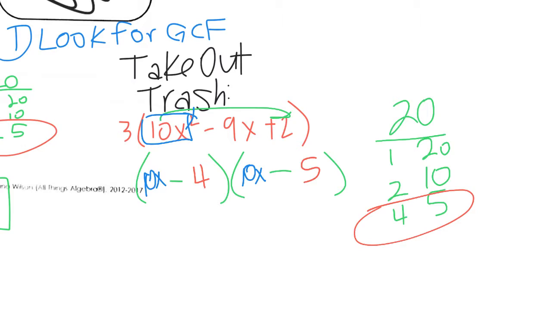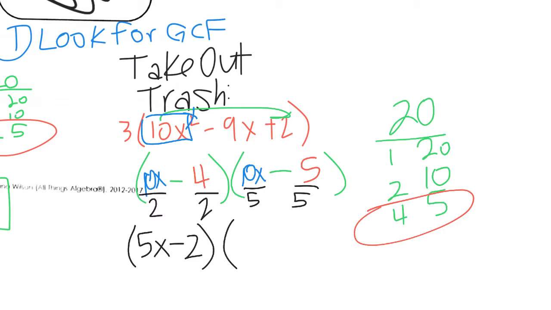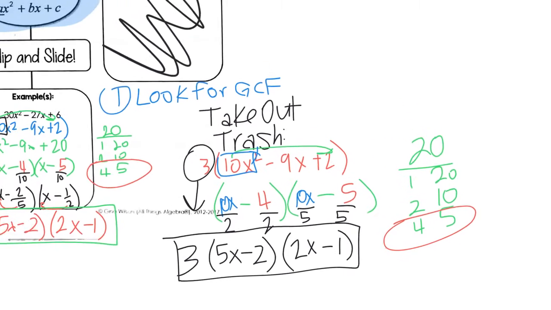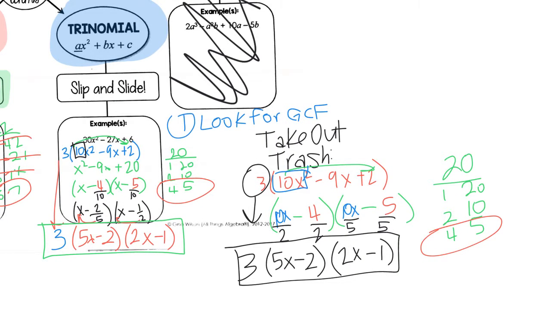Now I am going to divide by the GCF of the first binomial. So I have 10 and 4. So the GCF of that one is 2. So I'm left with 5x minus 2. For the second binomial, I have 10 and 5. So I'm going to divide both of those by 5. So I get 2x minus 1. Still have to bring down my GCF. So I get 3 times 5x minus 2 times 2x minus 1. And if we compare that to what we got with slip and slide, we got the same answer. So we know we did that correctly.